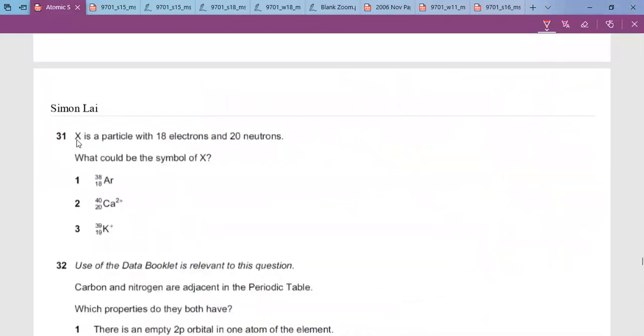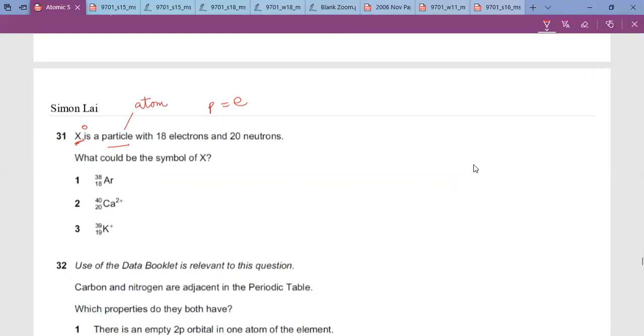X is a particle with 18 electrons and 20 neutrons. You have to read the question carefully. It's a particle, so there's no charge here. Charge is 0, which means the number of protons is equal to the number of electrons. A particle here actually means an atom.